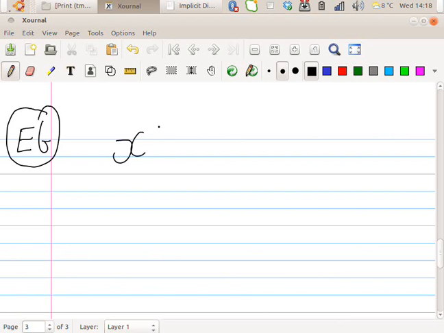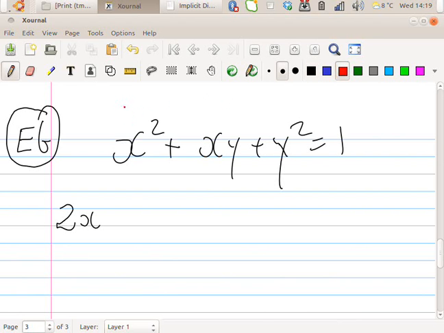Okay. x squared plus xy plus y squared equals 1. So this was my original question at the start of the lesson. Let's try our new technique on this. So x squared becomes 2x. So that's done. And what does xy become?